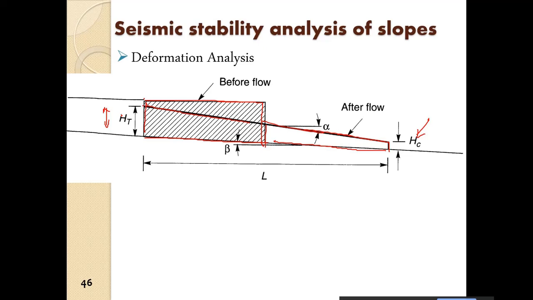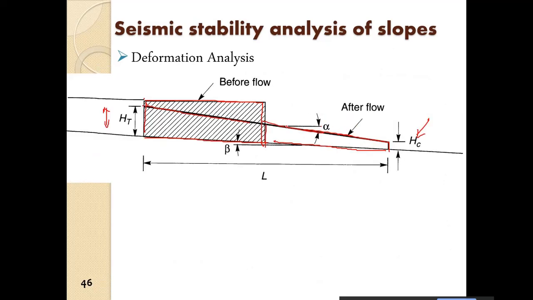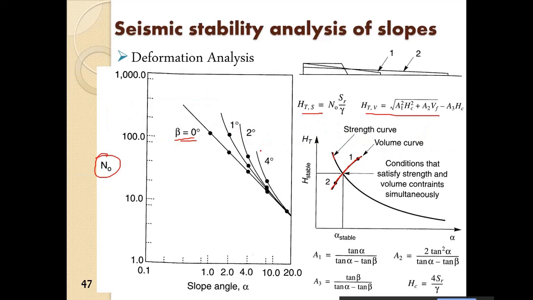So what they have done is, they have plotted two curves. One is for the volume and one is for the strength. So this is the volume curve and this is the strength curve. For various angles of beta they have obtained what is the N naught, and what is the slope angle alpha after the failure. Then they have given various slope angles here, and based on that we can obtain the values, starting with the volume.